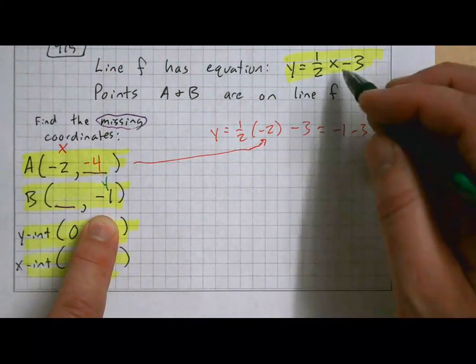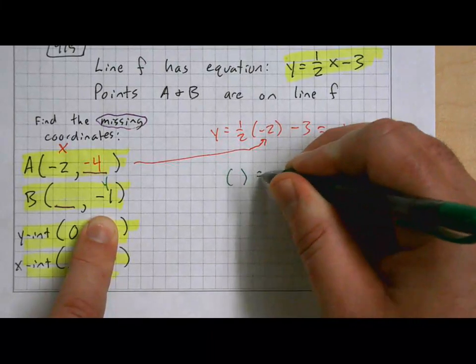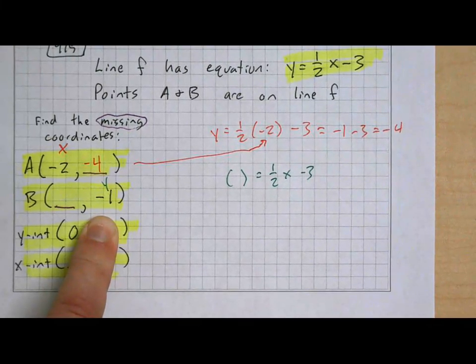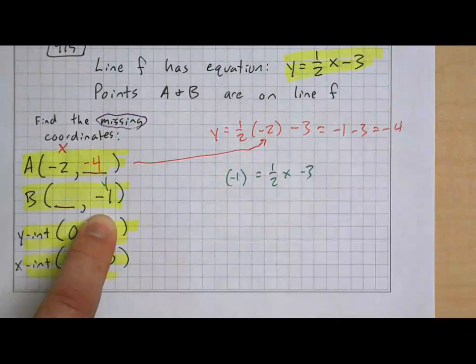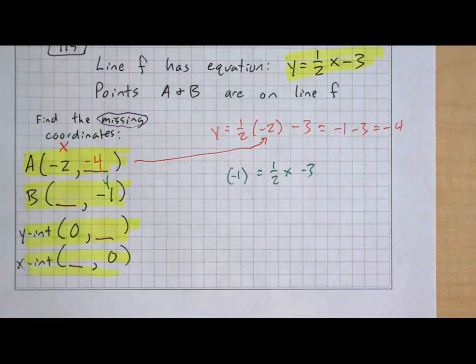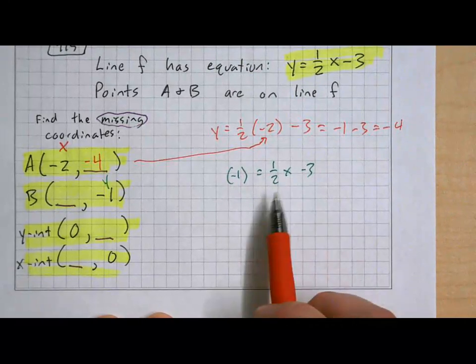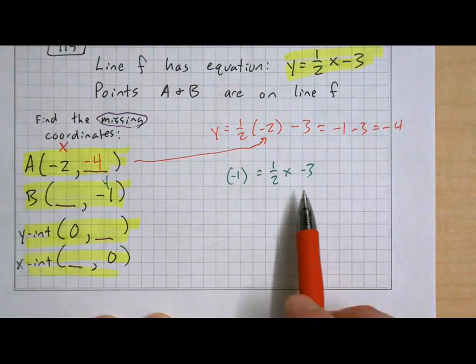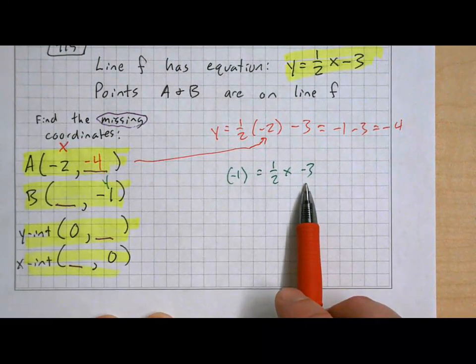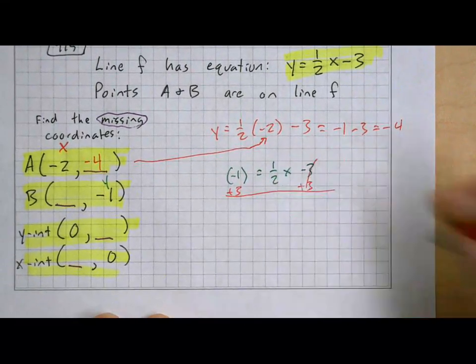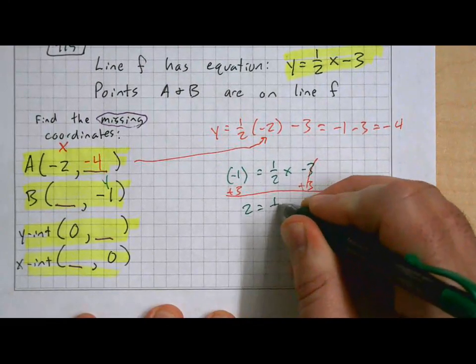So we can still use our equation. Our equation was y equals 1/2 x minus 3. Except this time we're going to have to plug that -1 in place of the y. And then we solve this. Now this one's going to take us some actual algebra steps to solve, but you guys know how to solve an equation like this, right? Get x by itself. What would you do first? Probably get rid of that -3, right? Plus 3 both sides. That gets us 2 equals 1/2 x.